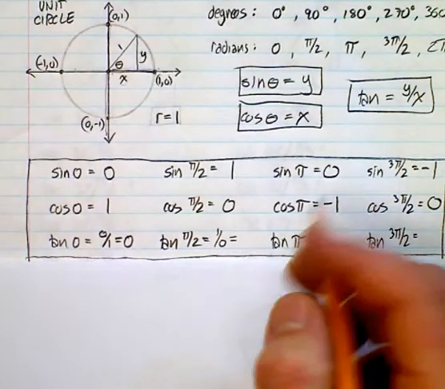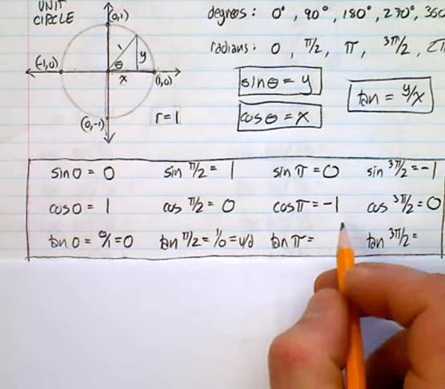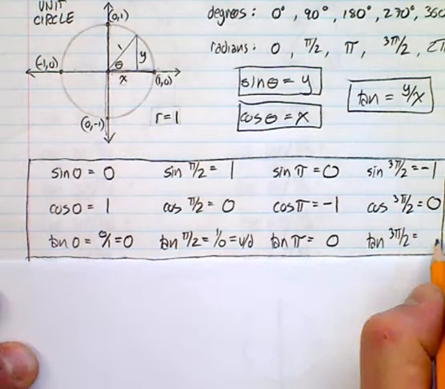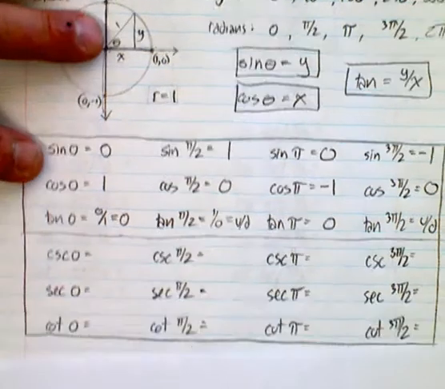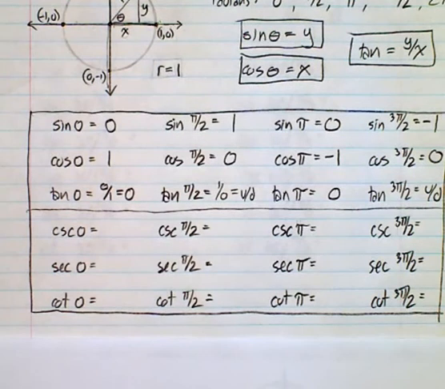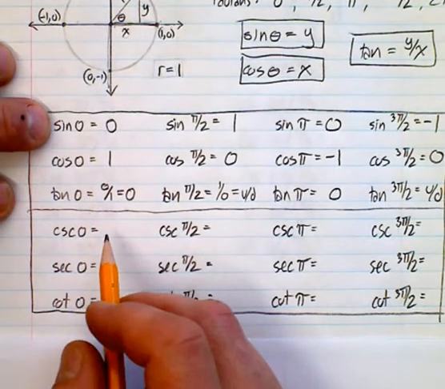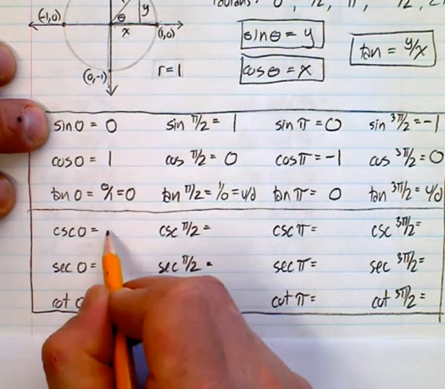So this is what we call undefined. And then you'll notice it goes back down to 0, and then it's undefined there again, okay? So these are our quadrantal angles. And what I want you to see as well is the reciprocal. So the reciprocal of 0, well, that would be undefined.